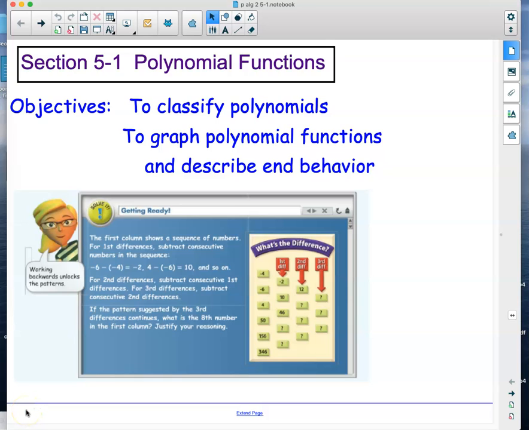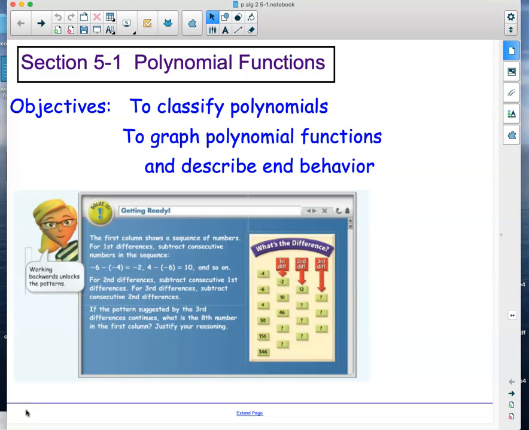Well, it seems like a long time ago when we were talking about section 5.1, and we had just started it, but it was a good idea to get a little bit of this out of the way since we do have to spend 3 days on section 5.1. So our objectives were to classify polynomials and to graph polynomial functions and describe end behavior. But we really only got to the classifying polynomials part.